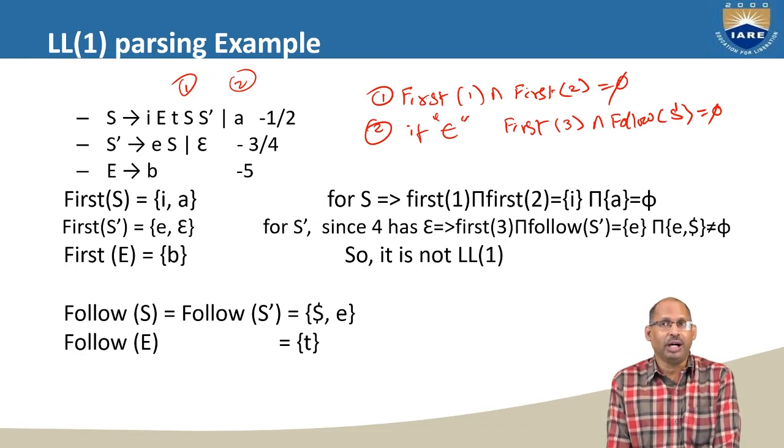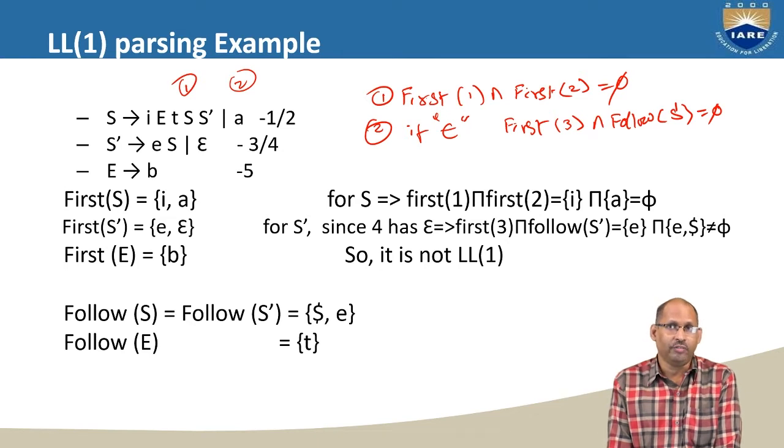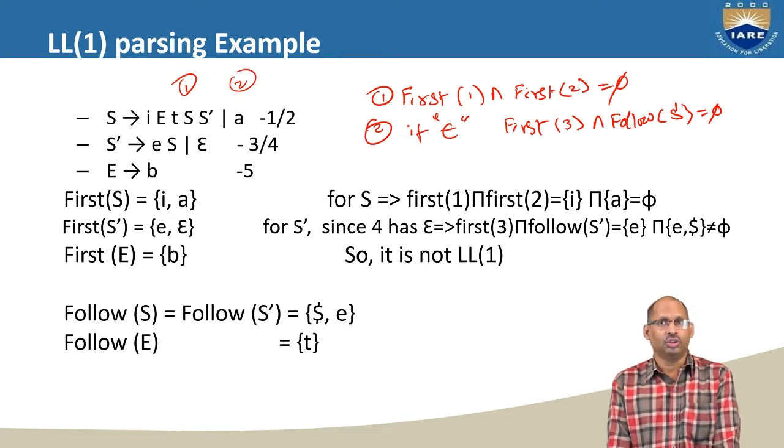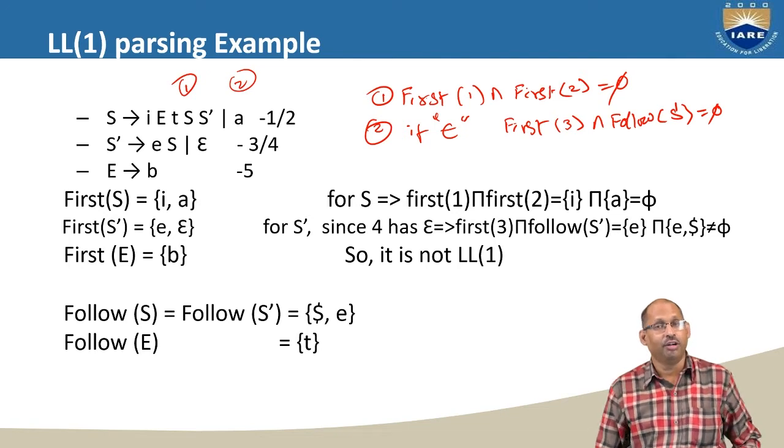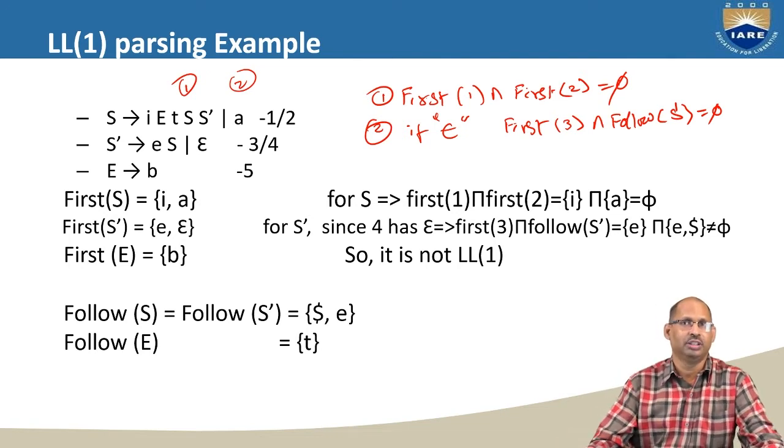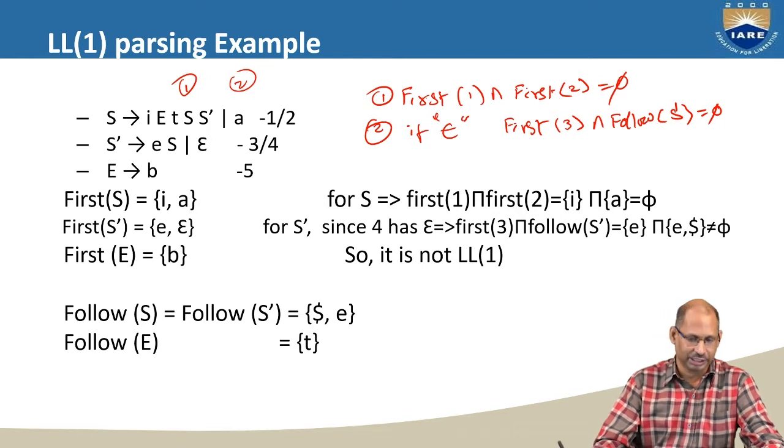So the predictive parsing table for this grammar will be unambiguous. Otherwise, we can construct a predictive parsing table, but there will be multiple entries in the rows and columns, variables and terminals. Right. So now we'll compute the first of the variables and the follow of the variables. From that, we'll check this condition.